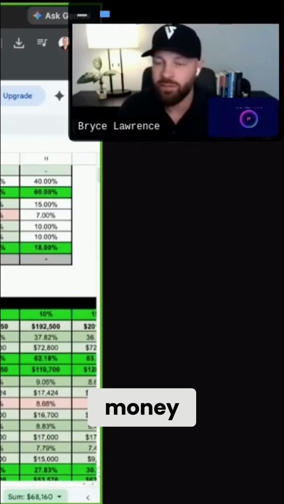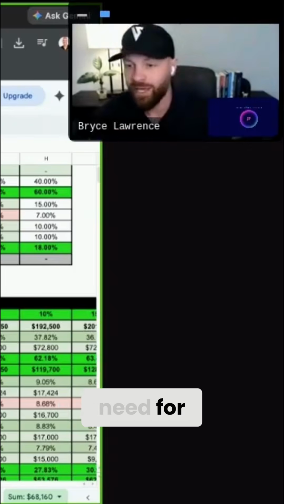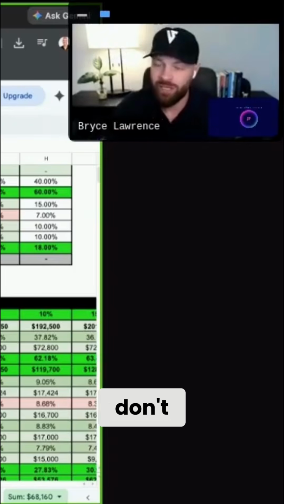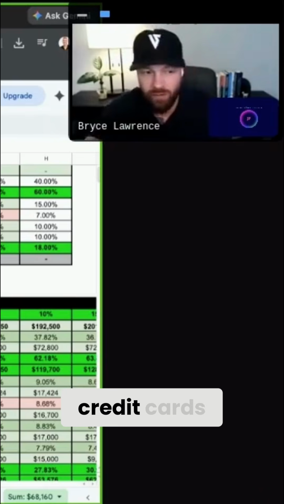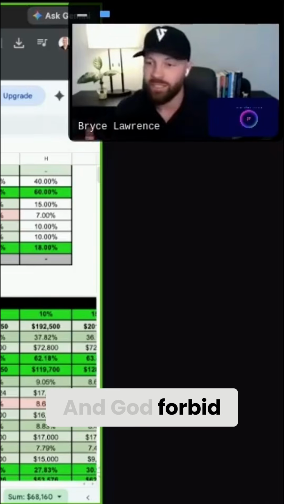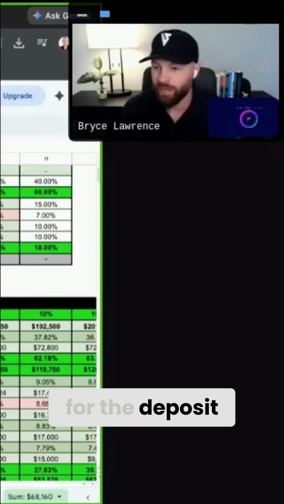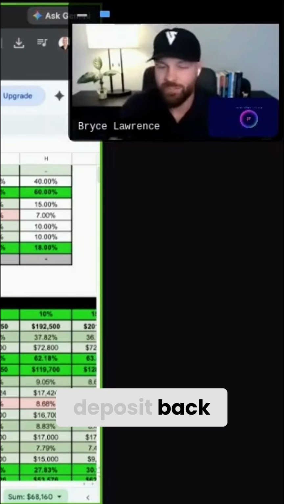This is borrowed money and it's not yours, meaning you need to increase your need for cash by that amount of money because if you don't have the cash, you can't pay the vendors. You can't pay the supply houses. You can't pay the credit cards. You can't pay the sales tax to the Department of Revenue. And God forbid, if somebody asks you for the deposit back from the job, depending on how your terms and conditions are, you've got to give the deposit back as well, right?